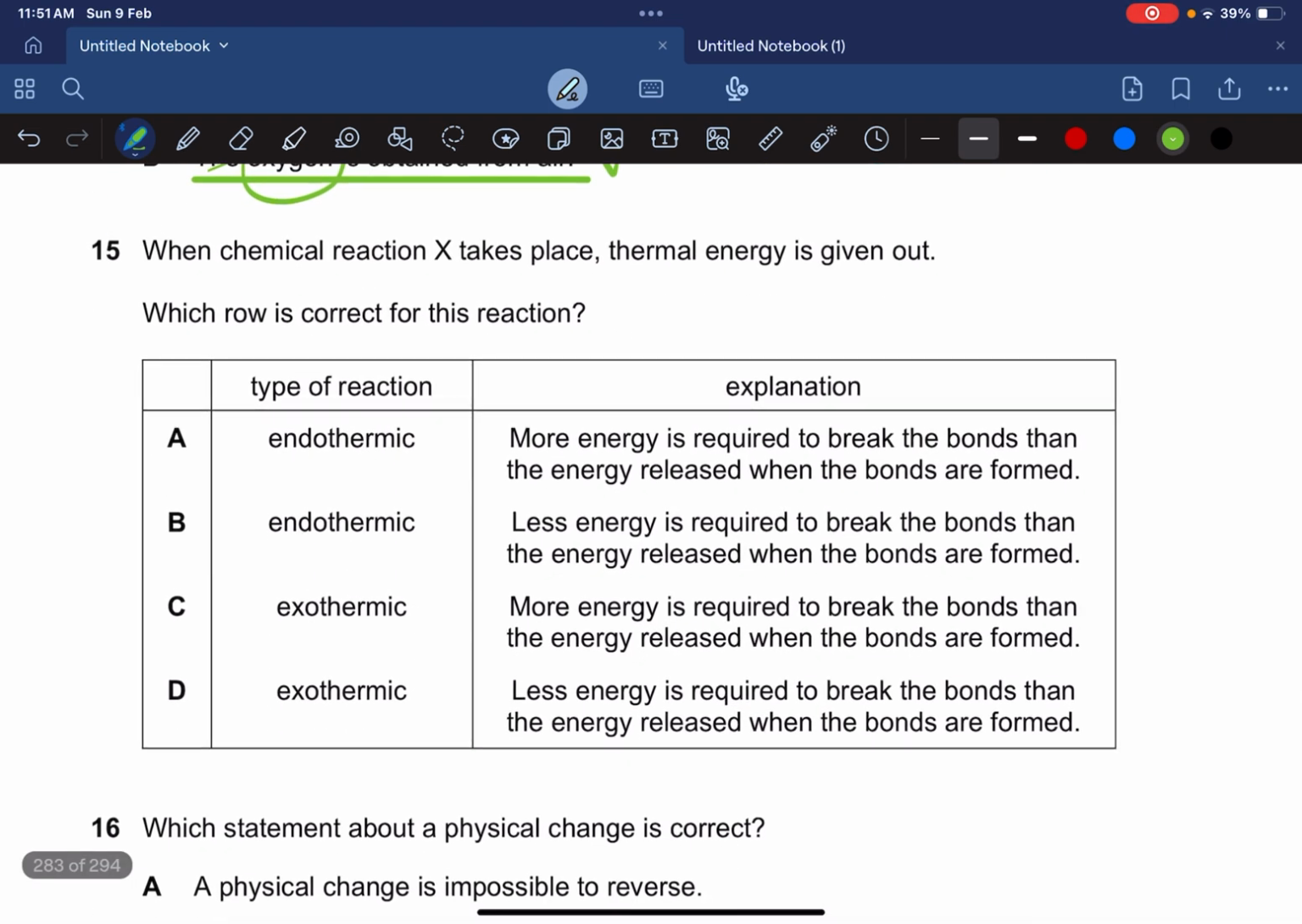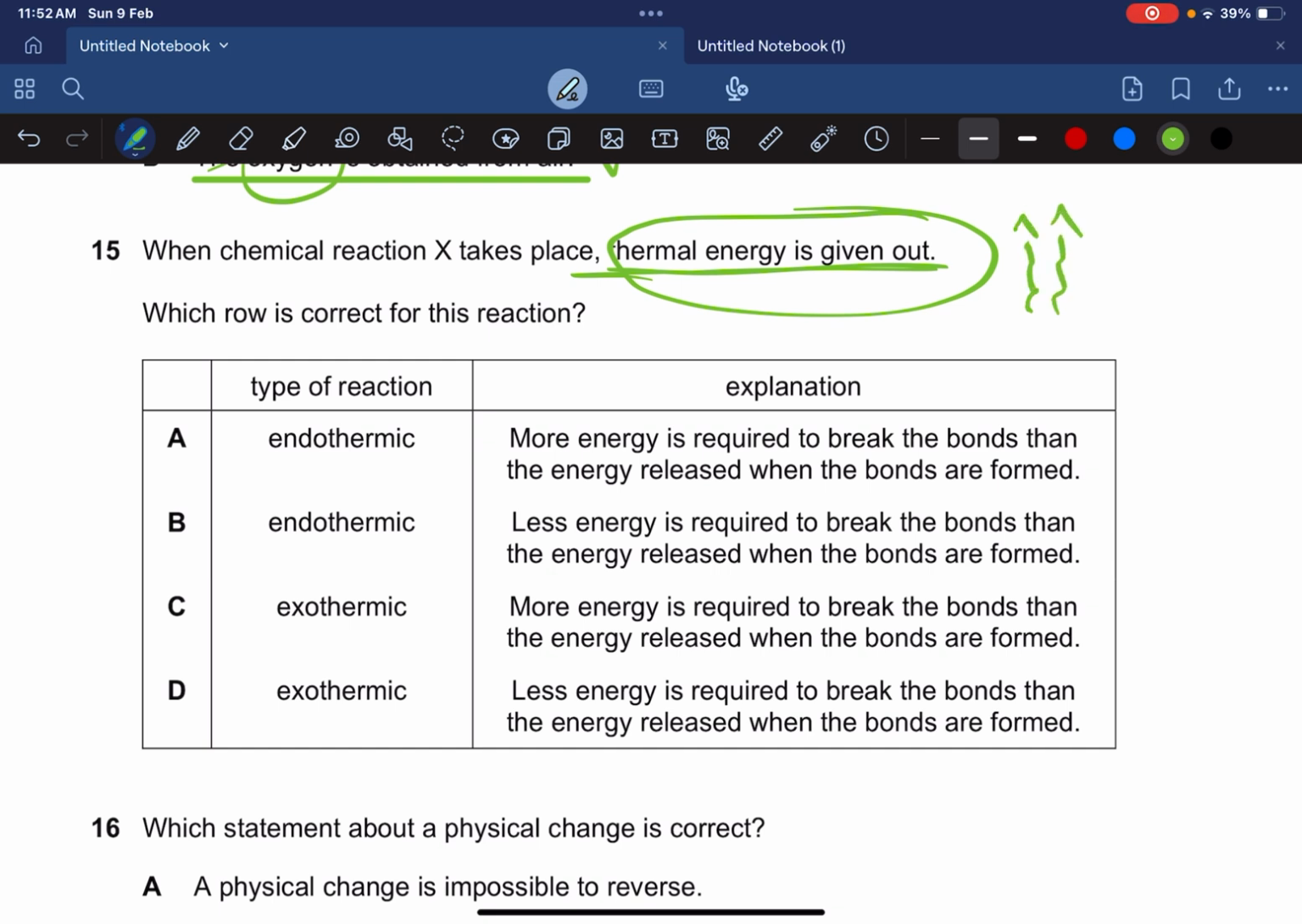MCQ number 15 says, when chemical reaction X takes place, thermal energy is given out. Okay, which row is correct? Thermal energy is given out. Energy is being released. Energy is being given out. Okay? So, what happens when you give out energy? Energy is being given out, is coming out. What is done? It's an exothermic reaction. Okay, which row is correct for the explanation?